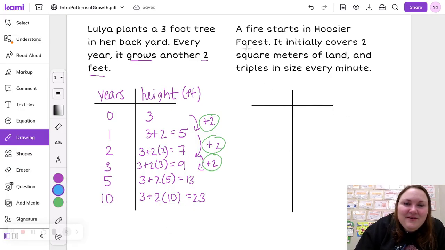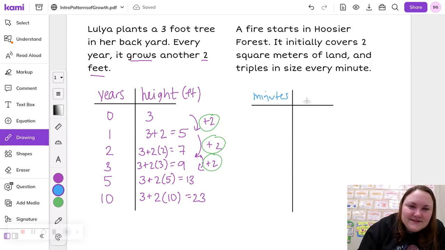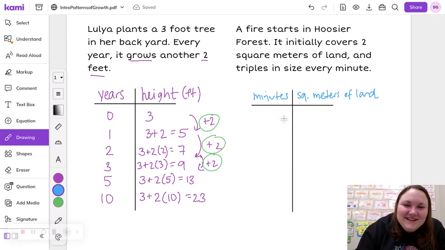There's a second story. We've got a fire starts in Hoosier Forest. It initially covers 2 square meters of land and triples in size every minute. Again, I'm going to set up my table with my input, which is the number of minutes first, and then the square meters of land is our output. So just like we had done here, we are going to start at minute 0, and our fire starts by covering 2 square meters of land.